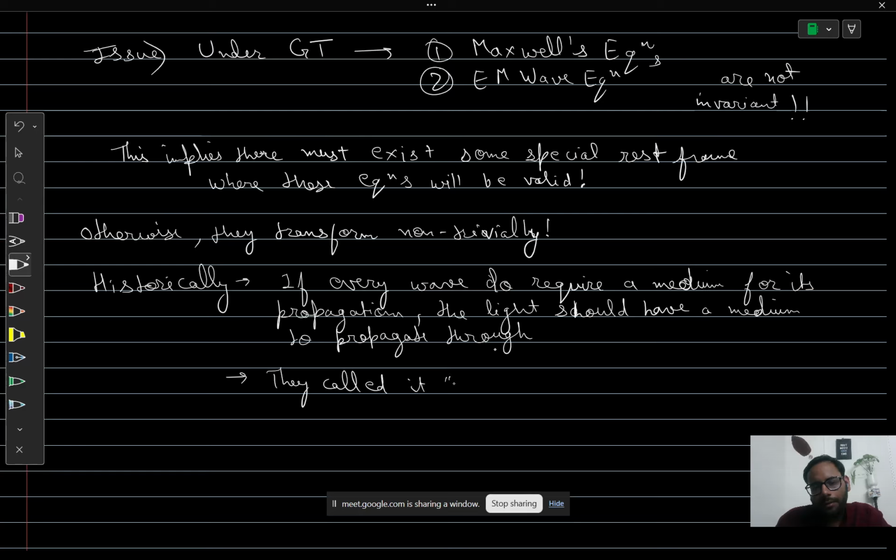They called it luminiferous ether. The scientific word is ether, not aether, but people sometimes call it aether as another component of the universe historically. But in science, we do usually call it ether. Okay, let me write it neatly.